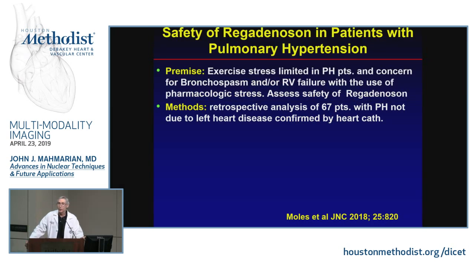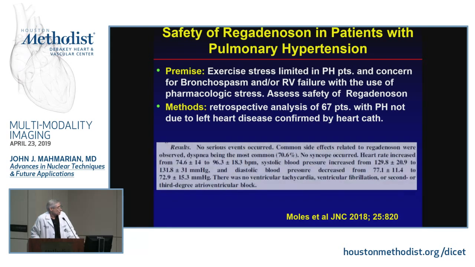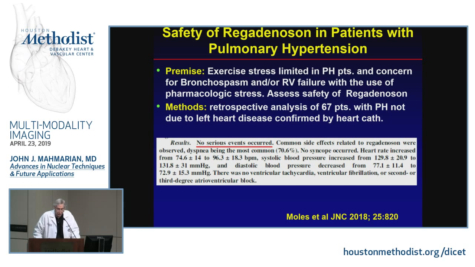The other issue is in patients with pulmonary hypertension, because you have a drug that potentially can cause vasodilation and cause a drop in pressure. This could also cause problems in patients with pulmonary hypertension. This is a study that just came out less than a year ago, looking at the use of regadenoson in patients with primary pulmonary hypertension. This is in 67 patients, and the results basically show no serious events with the use of regadenoson. The most common side effect was dyspnea, which is the most common side effect with regadenoson anyway, and there was no ventricular tachycardia, ventricular fibrillation, or second and third degree AV block with the use of regadenoson in this population.